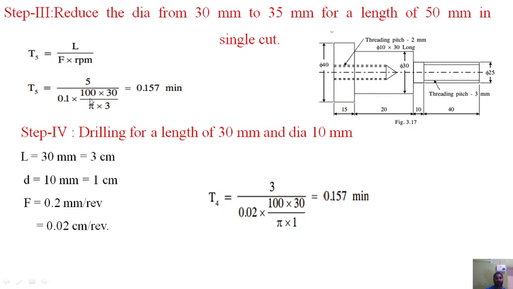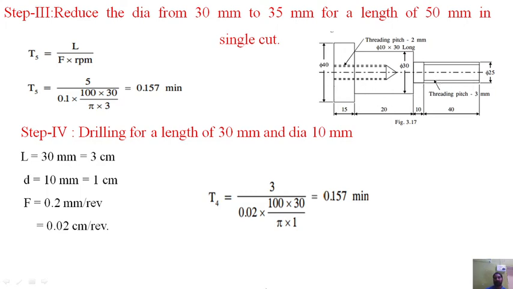Speed is the same, 100 by pi d, because the workpiece we have made it for 30 mm now. The workpiece will rotate at a speed for 30 diameter. So 30 millimeter means 3 centimeter you have to take. So that will be 100 into S, pi into d. D is 3 centimeter. So time is 0.157 minute. So we have finished this turning operation now.